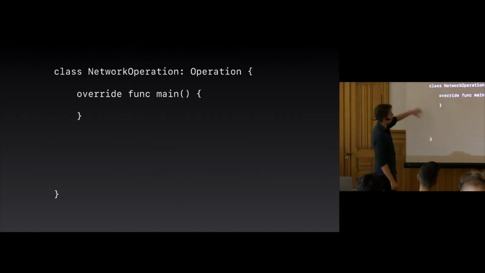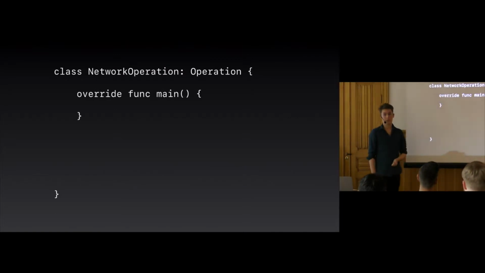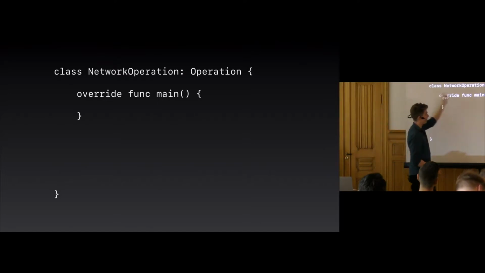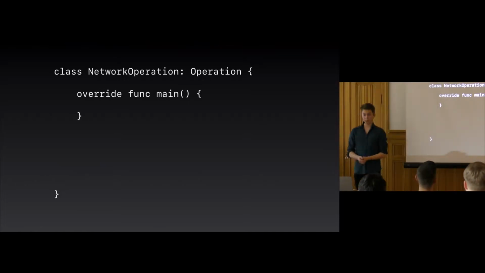So let's go to an example. If you want to create a network operation which will subclass an operation, you will most likely import Foundation and subclass Operation, and override the function main, which you use to define what your work actually is. And it's not very intuitive.